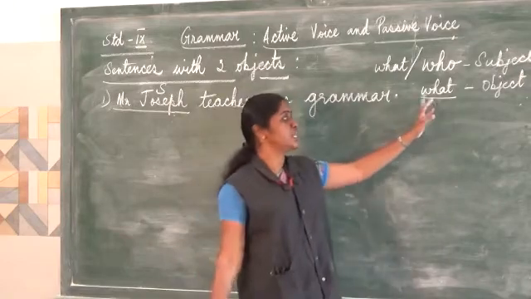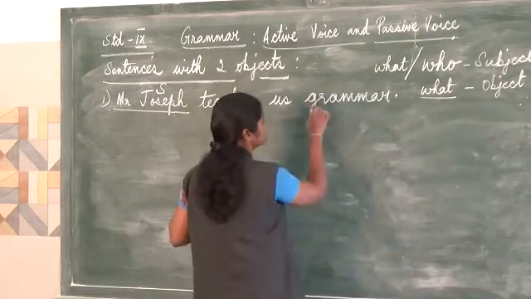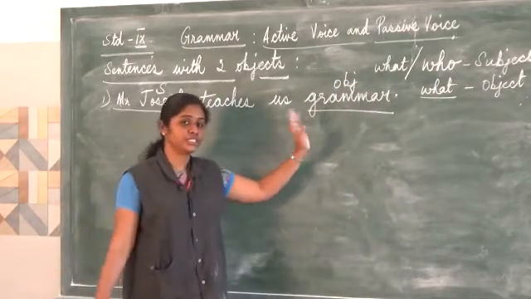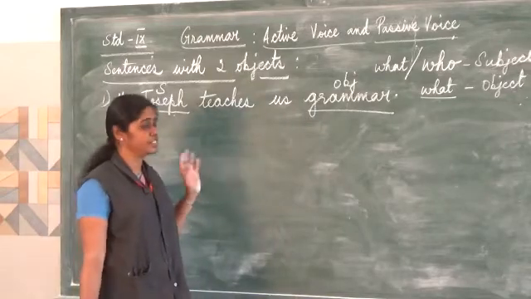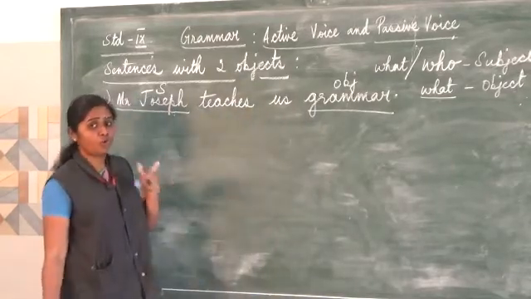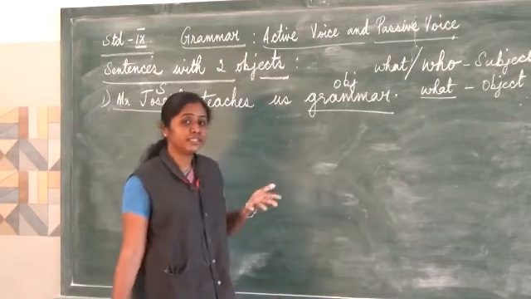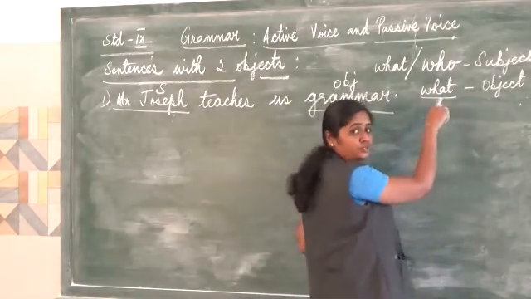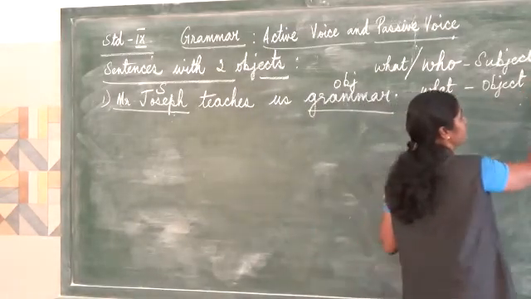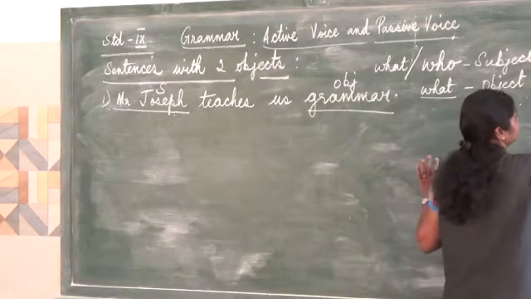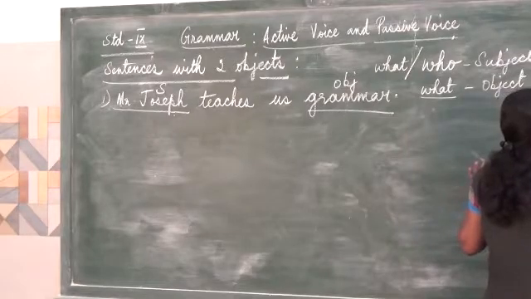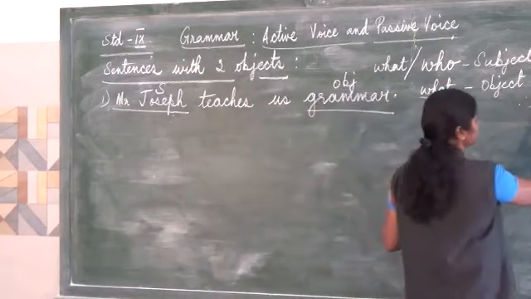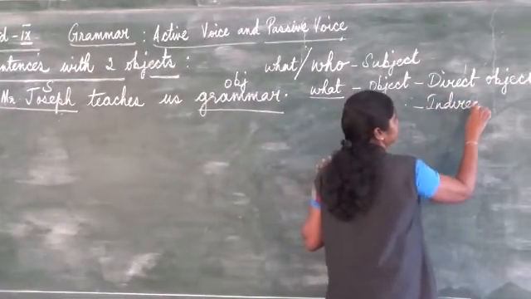So anything that comes as an answer for this question, we have to name it as object. This is how you have to identify the subject and object. That is what I told you in the beginning of active voice and passive voice. But in case there are two objects, how will you identify the second object? The object that is identified using the question what is called direct object. Is it clear? Then what about the second object? The second object will be indirect object.